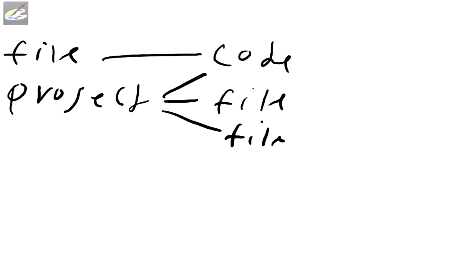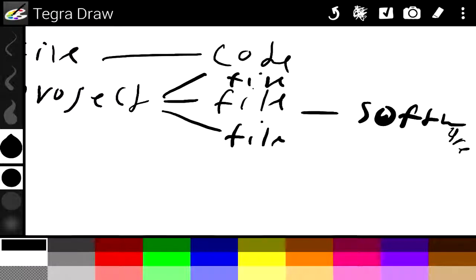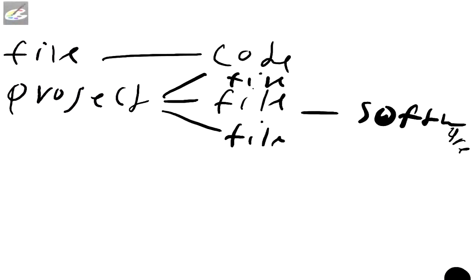Multiple files inside that work together, and like we described, that is called software, right? That's called software. You have multiple files that are working together inside of a project, and these files have code inside that allow you to use the software.